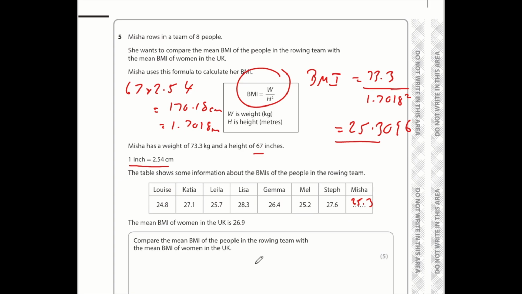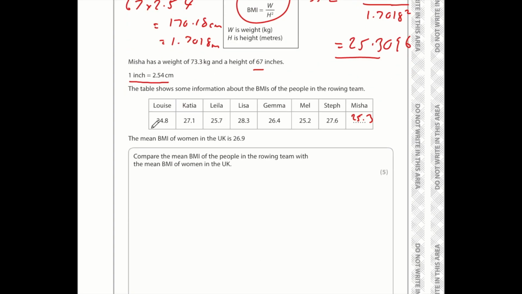Okay, so we want to work out the mean. So the mean is simply all of these numbers added together divided by 1, 2, 3, 4, 5, 6, 7, 8. If I add all of these together, it's 210.4. Divide that by 8, and I get 26.3. There we go.